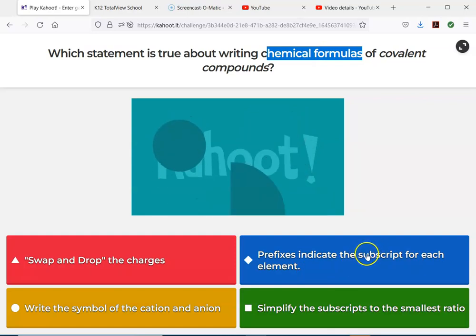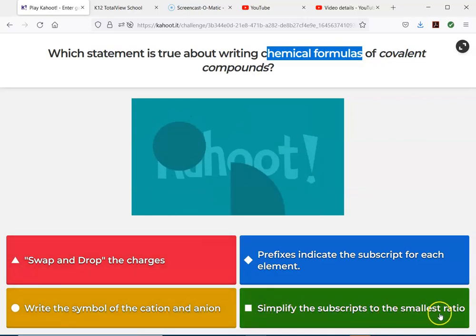Remember, the subscripts are the numbers, so like O2. If it's O2, it would be dioxide, right? Write the symbol for the cation and the anion. Well, covalent compounds don't have cations and anions. Those are ionic compounds. So red and yellow are wrong.